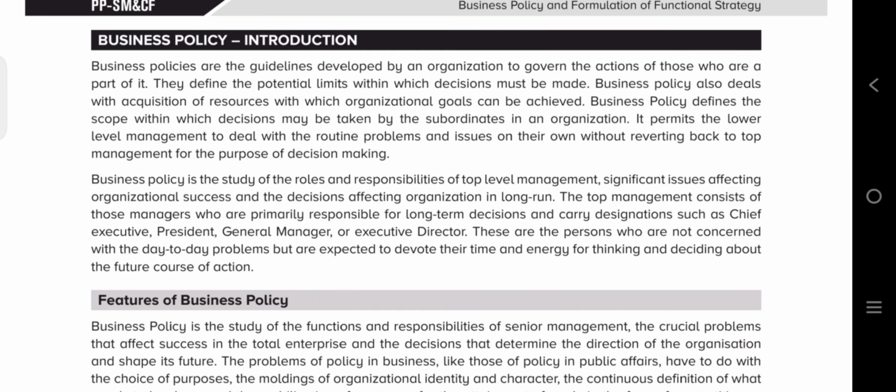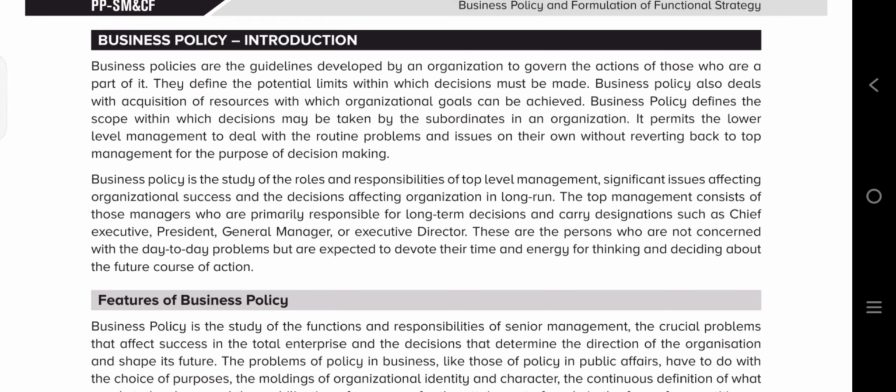Chapter 3, Business Policy and Formulation of Functional Strategy. So first, what is business policy? Business policies are the guidelines developed by an organization to govern the actions of those who are a part of it.